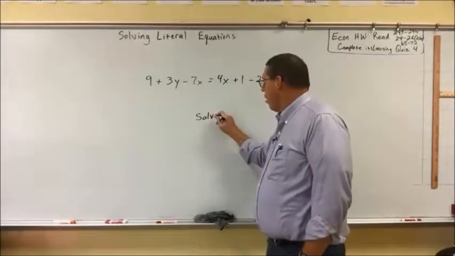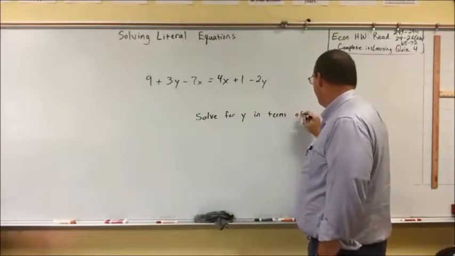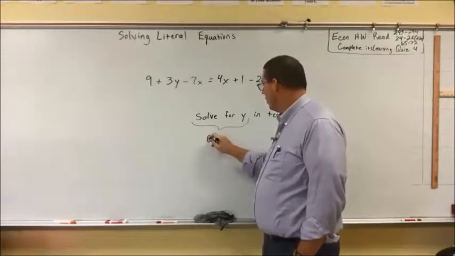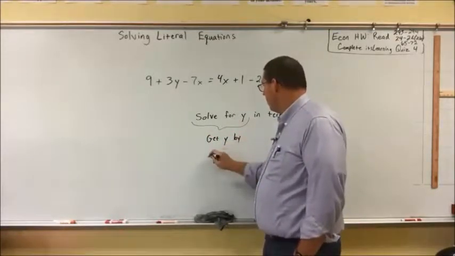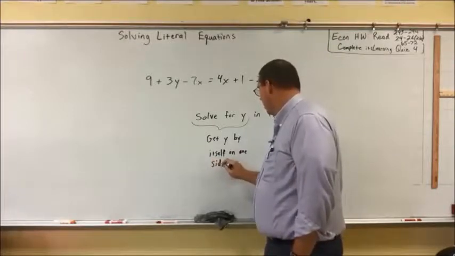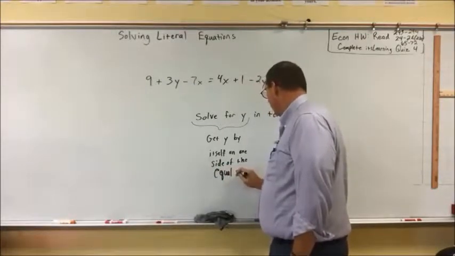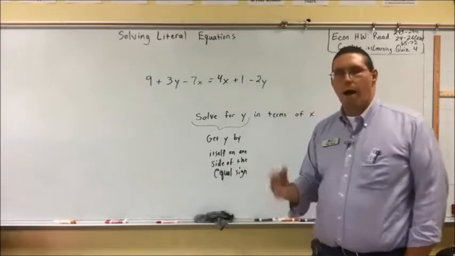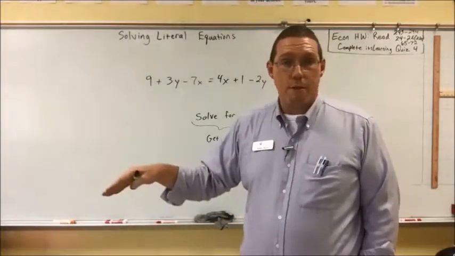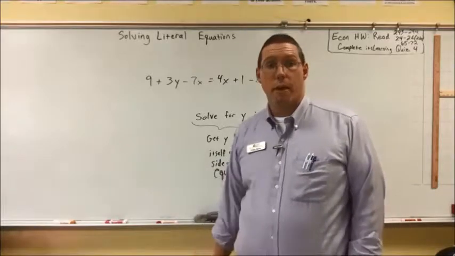You'll see this statement: solve for y in terms of x. So the word solve for y basically means get y by itself on one side of the equal sign. That's what solve for y means. If you saw something that said solve for p, that means get p all by itself on one side of the equal sign. If you saw something that said solve for a, that means get a all by itself on one side of the equal sign.